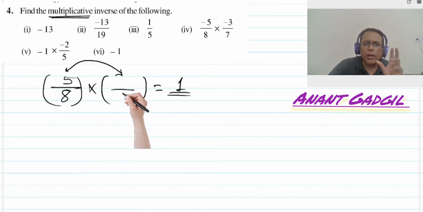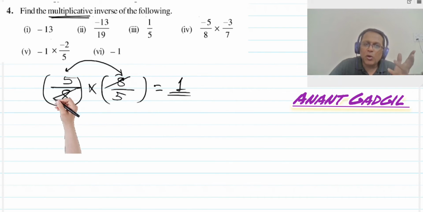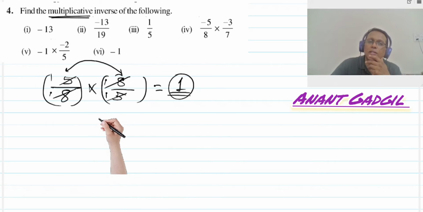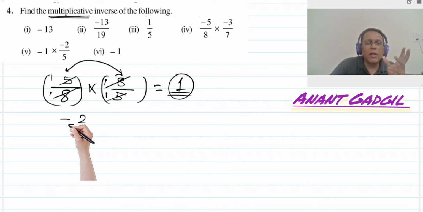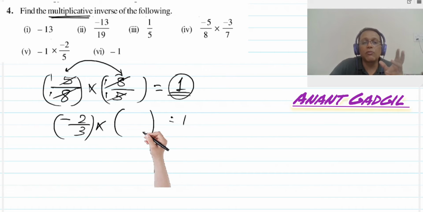So can you tell me what should be this number? It will be 8 by 5, because 8 will get cancelled, 5 will get cancelled, and our answer will be 1 by 1 multiplied by 1 by 1, so it will be 1. Simple. So similarly, if the question is minus 2 by 3, then the multiplicative inverse will be that number.